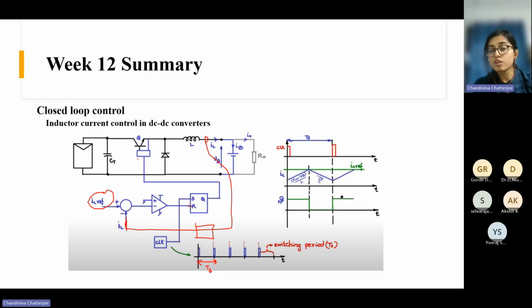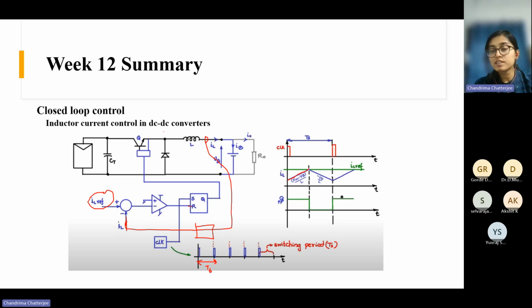Then the switch is on. Whenever the buck converter switch is on, you know that the inductor current will rise, because here your voltage will be V in, and here it will be V out. So the slope will be (V in minus V out) by L, which we have already studied. So the current starts rising like this with a positive slope.